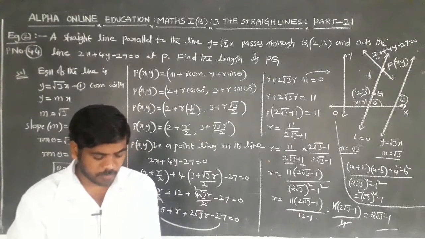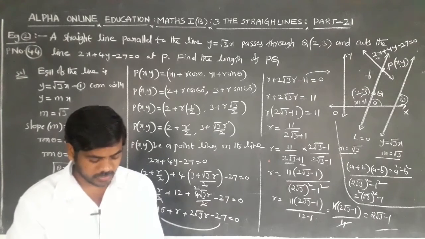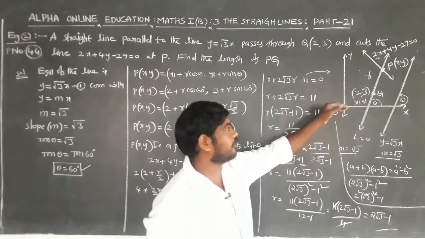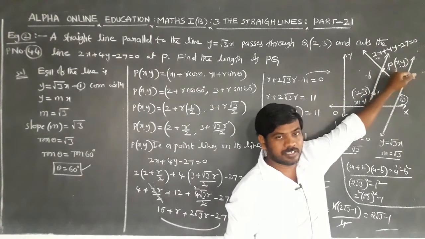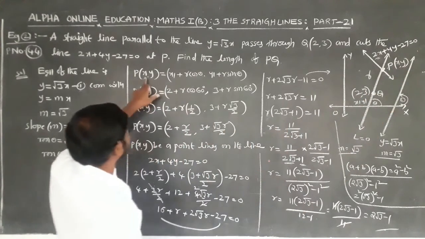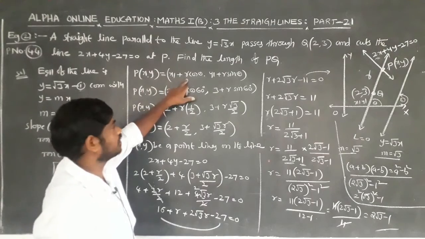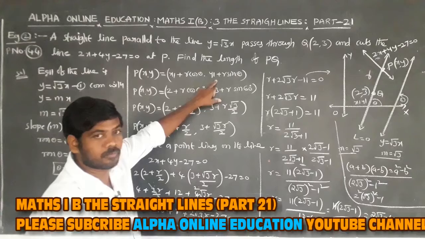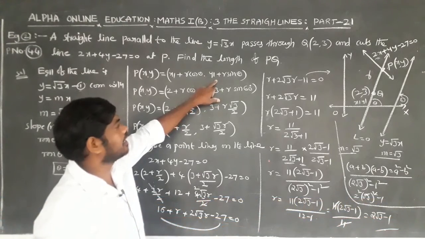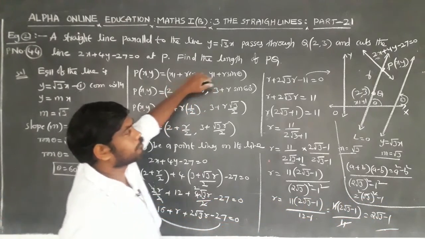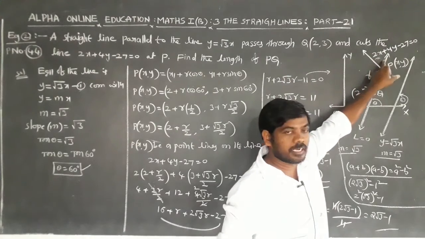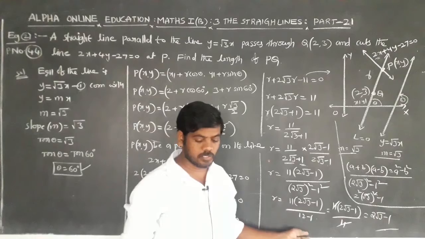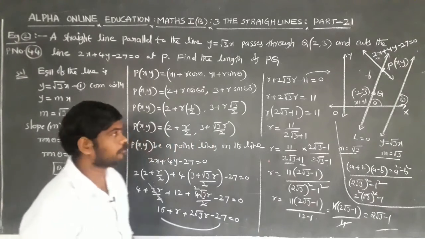This is the process for finding the distance between the two points. First of all, find the coordinates of P: x = x1 + r cos θ, y = y1 + r sin θ. Again, the point P lies on the line, so substitute P into the line and find the value of r. This is the process.